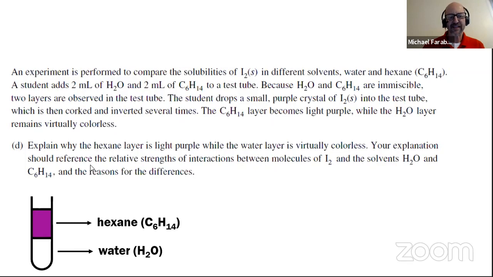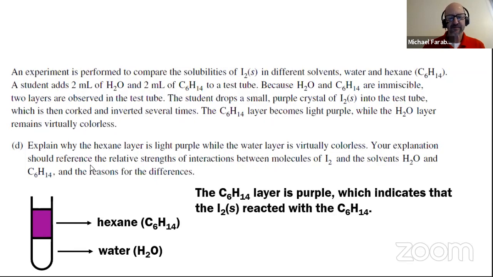Again, you should reference the strengths of interactions between the molecules of iodine and the solvents, H2O and C6H14. So one student might have answered the following. The reason why the hexane layer is purple is because the iodine reacted with the hexane.